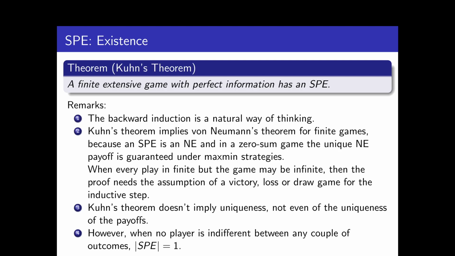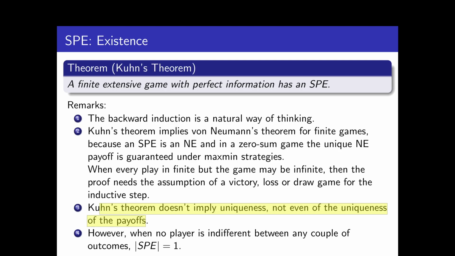Now, another thing is that this theorem proves, of course, existence, but not uniqueness. And it's true that there is no uniqueness, not even uniqueness of the pair, as we will see now in an example. However, if no player is indifferent between any couple of the outcomes, then the subgame perfect equilibrium is unique. Now, why?